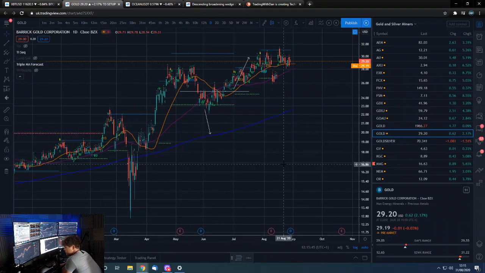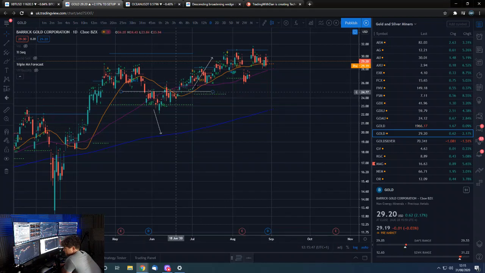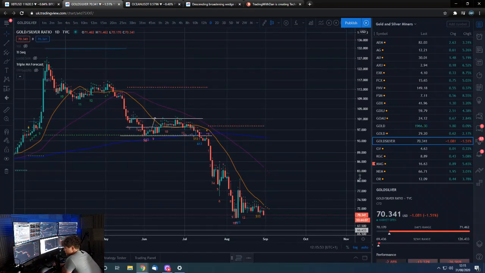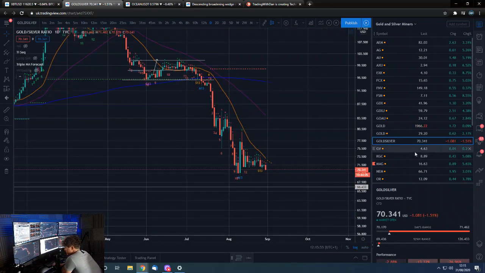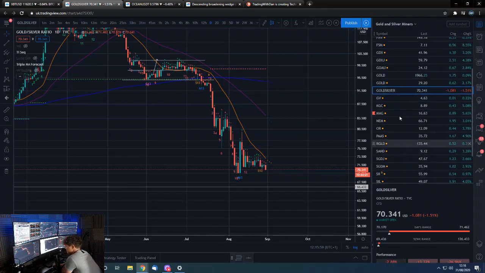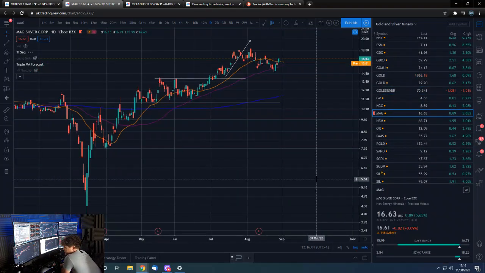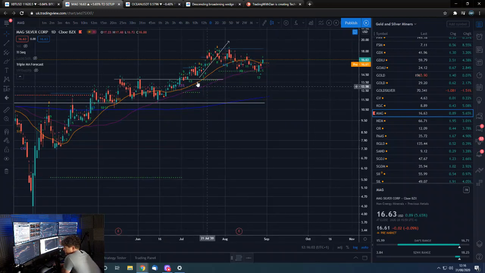This is Barrick Gold. Yeah, I mean Barrick Gold, it's obviously basically moved up and met those targets. I don't think we've edited this in a while. Gold silver ratio looking to break below 70 as well. Let's have a look at MAG. Yeah, looking bullish, basically nearly got our target there. Daily 9, yeah, looking like a bull flag. This is looking like it's going to break back up.